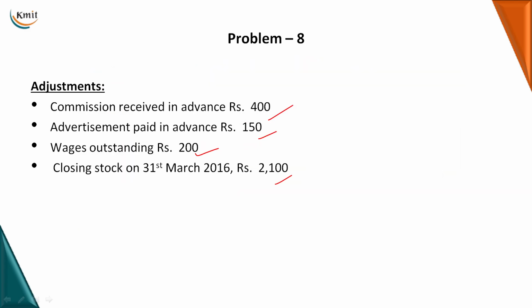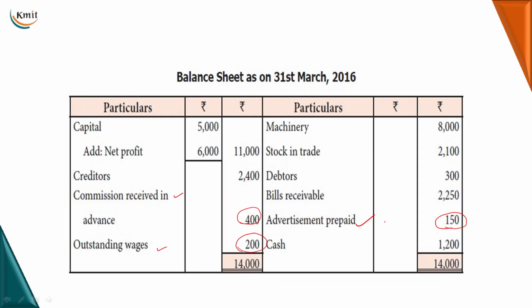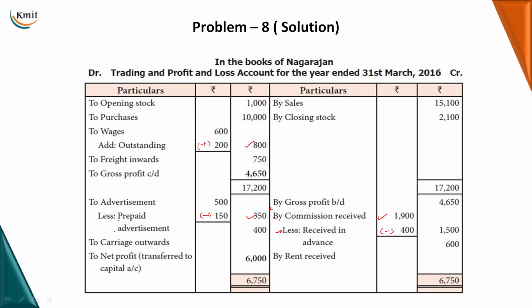The last adjustment is closing stock as on 31st March 2016 amounting to rupees 2100. So outrightly it will appear on the asset side, 2100 stock in trade, and the next entry would be in your trading account on the credit side.